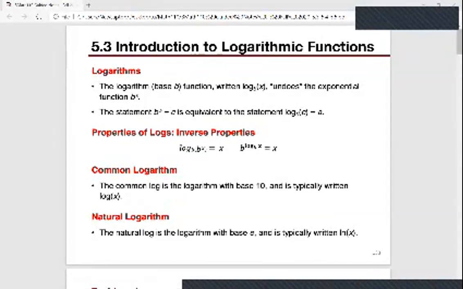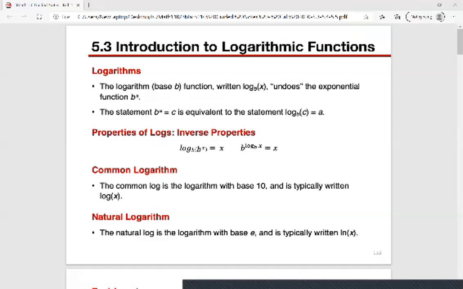Hi class. Today we're going to talk about session 5.3, Introduction to Logarithmic Functions, Math 110.